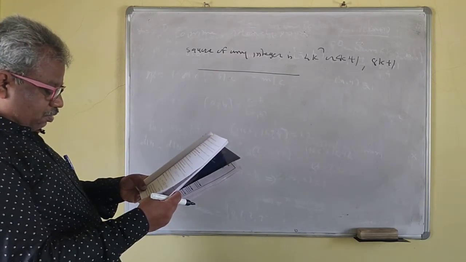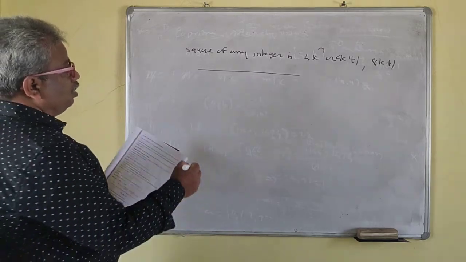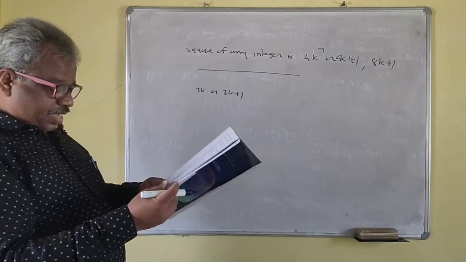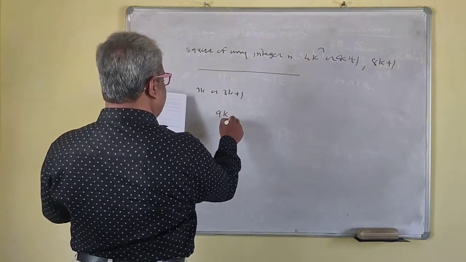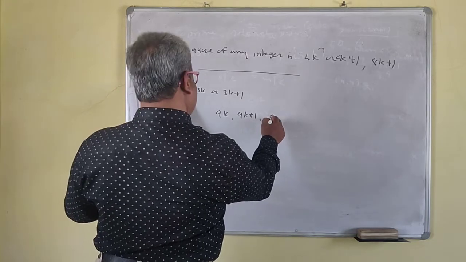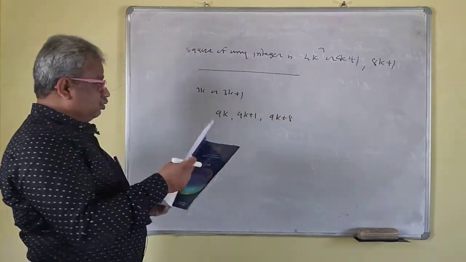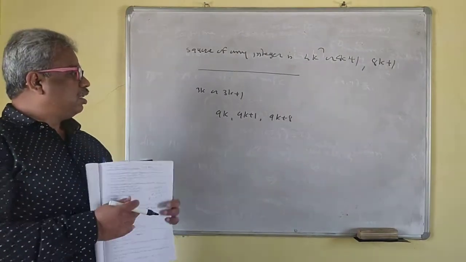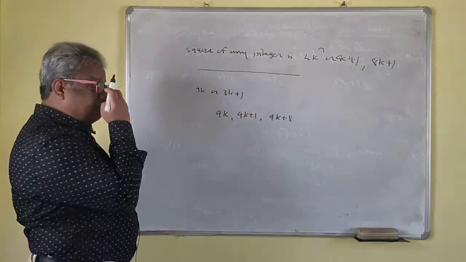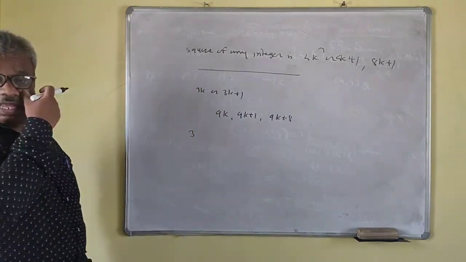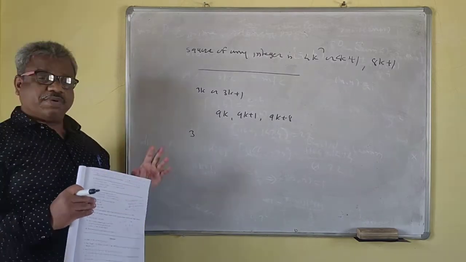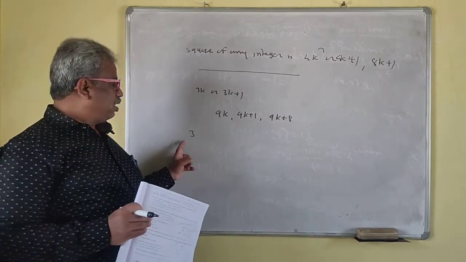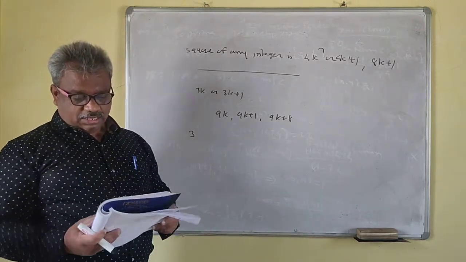The square of any integer is of the form 3k or 3k plus 1. The cube of any integer is of the form 9k, 9k plus 1 or 9k plus 8, one of them. You know that a number is divisible by 3 if the sum of its digits is divisible by 3, and that is also a property of 9. If the sum of the digits is divisible by 9, then the whole number is divisible by 9. You should remember this.